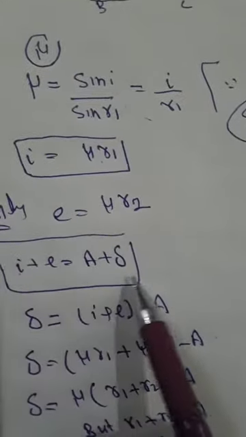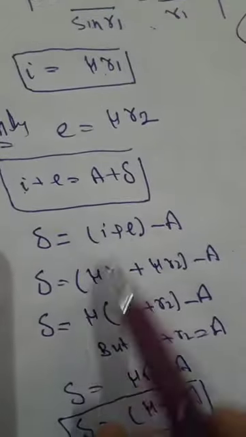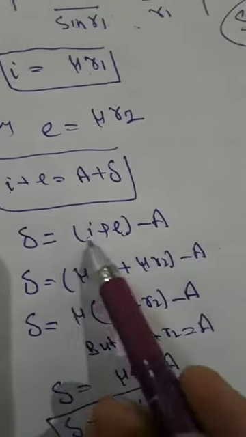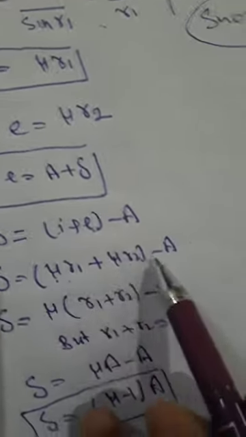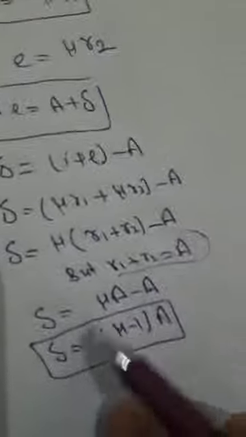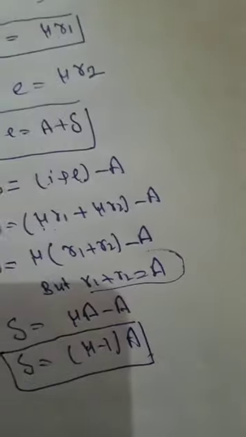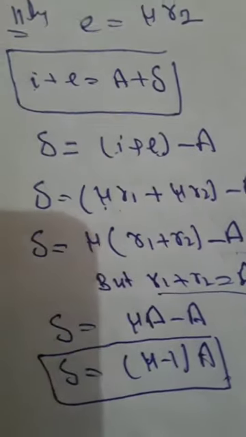We have derived the formula I plus E is equal to A plus delta, where delta means deviation. So deviation is equal to I plus E minus A. Instead of I, I can write mu R1, and instead of E, mu R2, minus A. But R1 plus R2 is equal to A, so I can write deviation is equal to (mu minus 1) into A. Thus the deviation produced by a small angular prism depends upon the refracting angle and the refractive index of the prism.